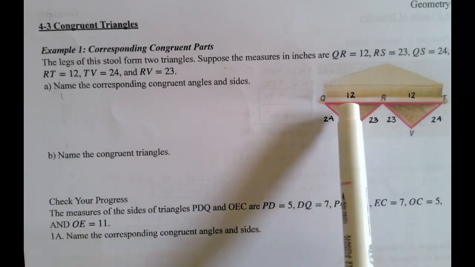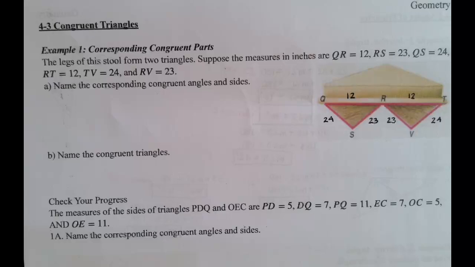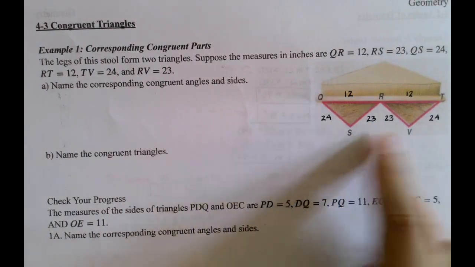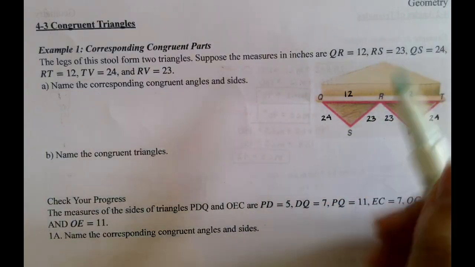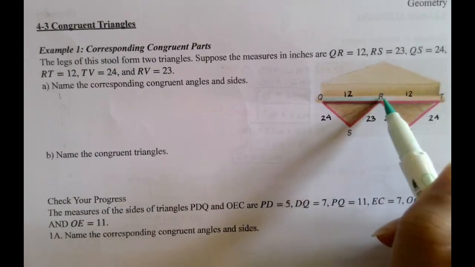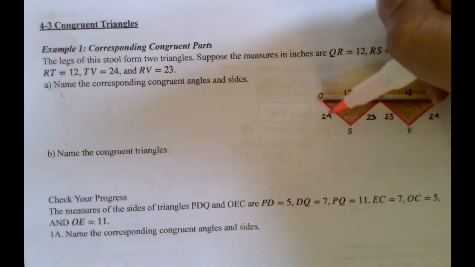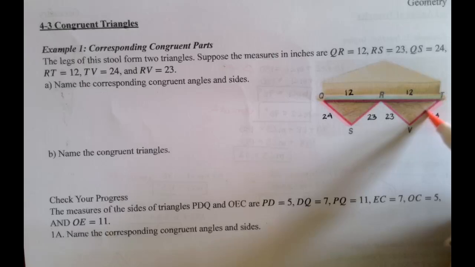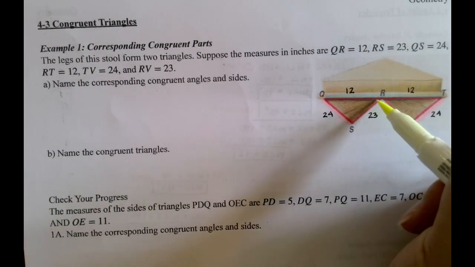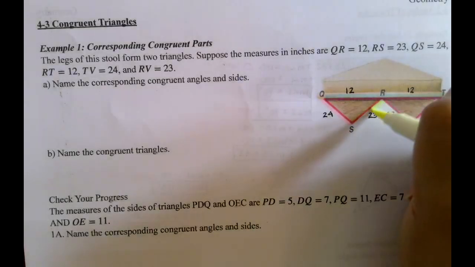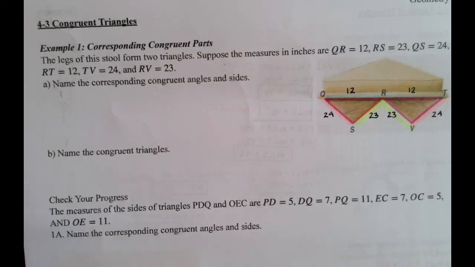Okay, so this is QR, 12 goes with RT. Okay, QS goes with TV, and then RS goes with RV. Okay, so QR corresponds with this RT. Okay. QS here corresponds with TV, because note these are the ones that are 24. Okay. And then RS corresponds with RV. Okay. So let's start with the angles.